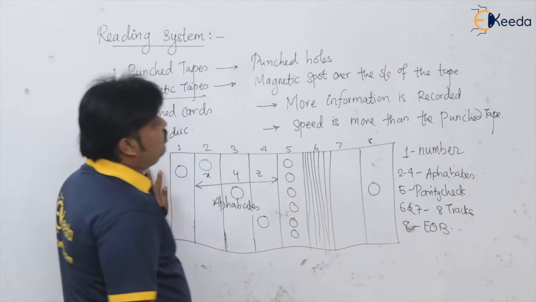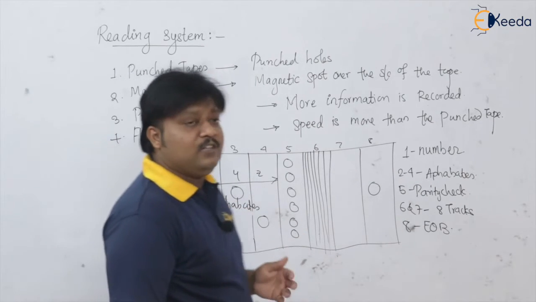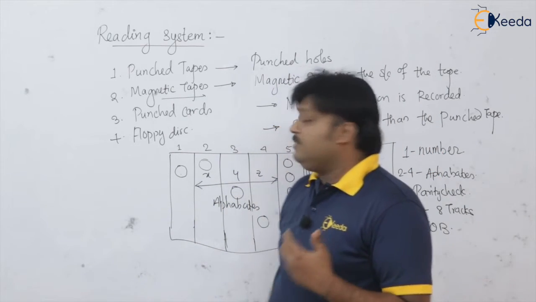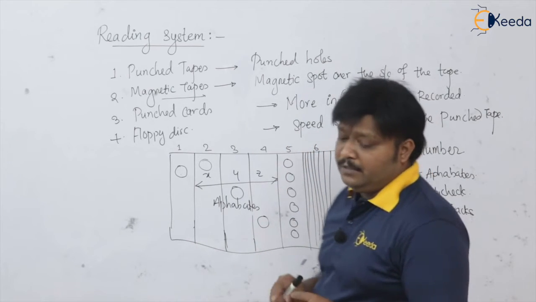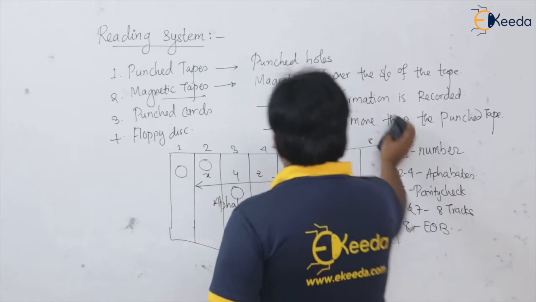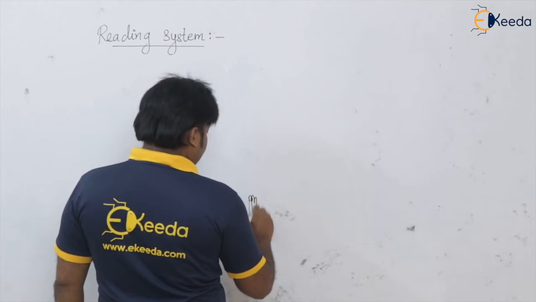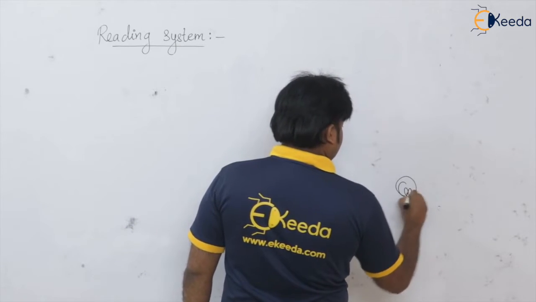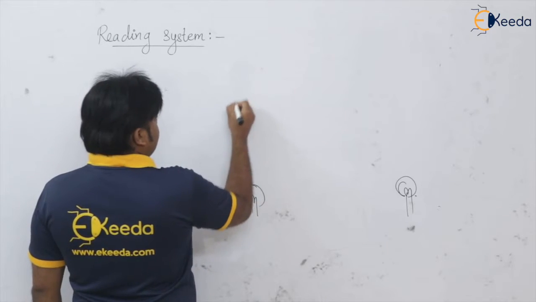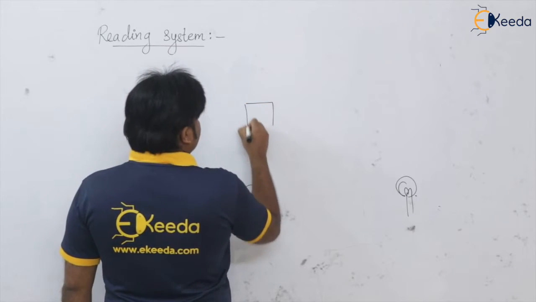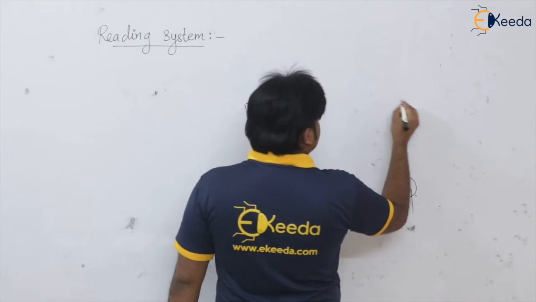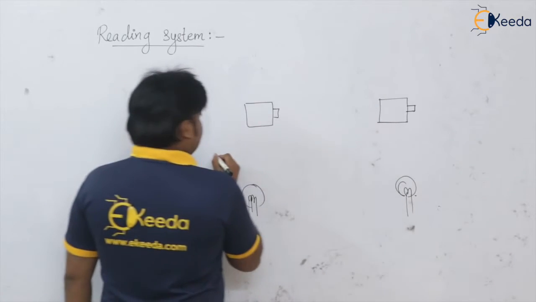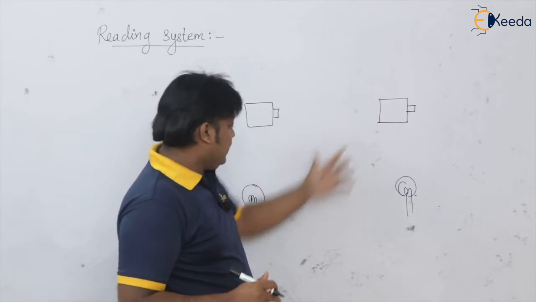Now how does this punch tape actually work? The punch tape works on the light sensing principle. Suppose here is a light source, and here are the photoelectric cells, or you can say these are the sensors and this is the light source.